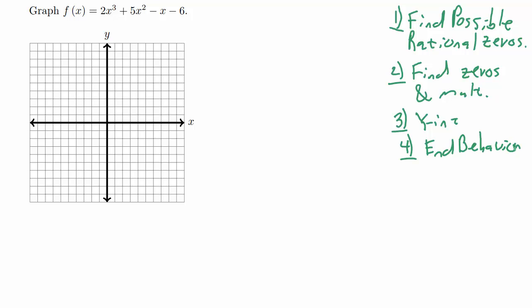Now, remember, this is not the same thing as the behavior at the zero, which is determined by the multiplicity. Okay, the end behavior is as it goes to the left, which way is the function going? Is it going up to infinity or down to negative infinity? And as it goes to the right, is it going up to infinity or down to negative infinity? So let's see how we do this.